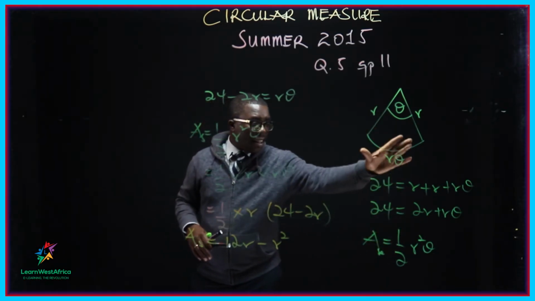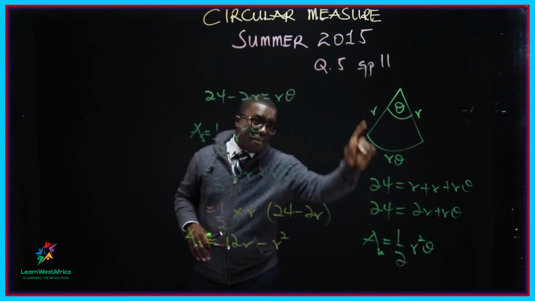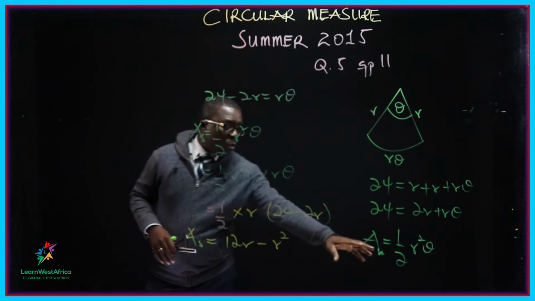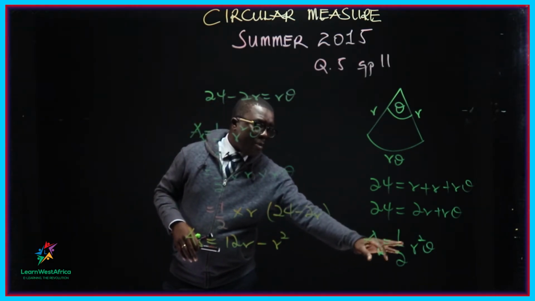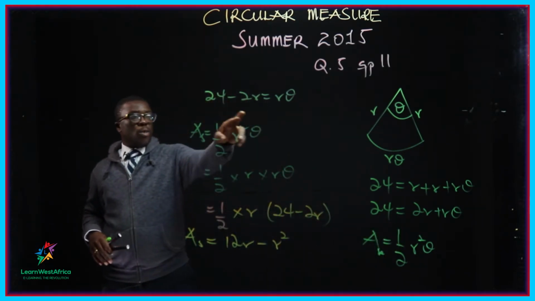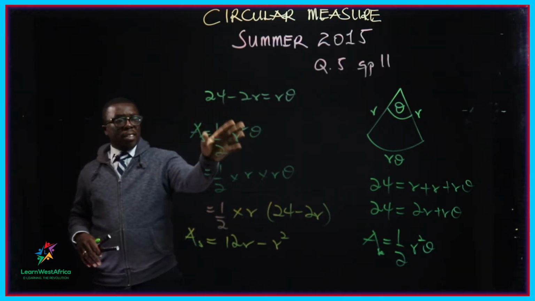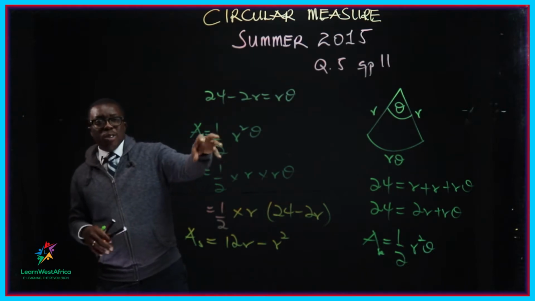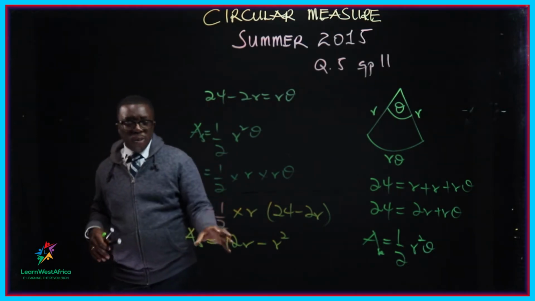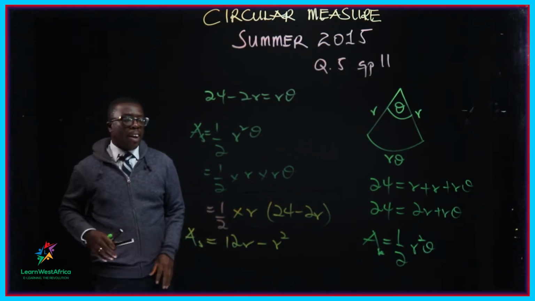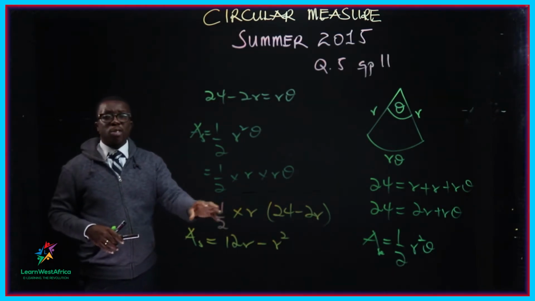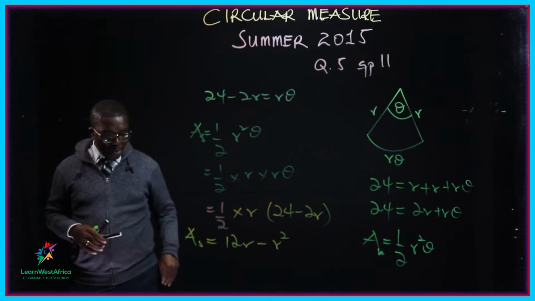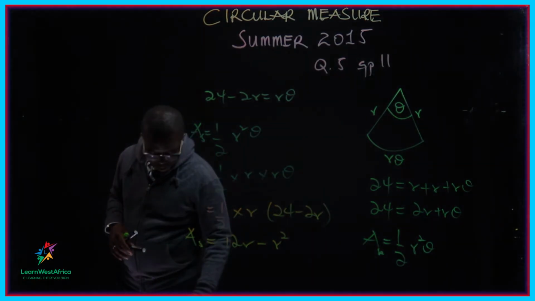So you get the relation for the perimeter, which is 24. You have 2r plus r theta, no problem. Then we remember that the area of a sector is half r squared theta. You make r theta the subject out of that, then you do a substitution of r theta into that expression of the area of a sector. And that should leave you nicely at the area of a sector being 12r minus r squared, as the question wants us to find. So that is what question 5 QP11 deals with here.